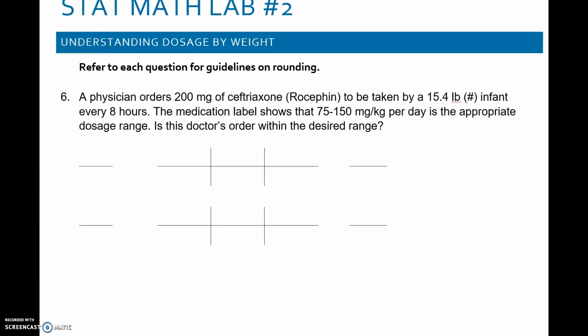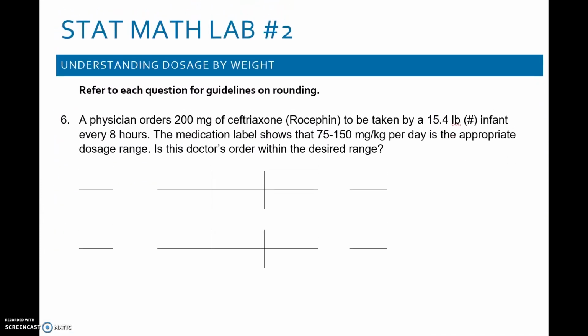The last part of Stat Math Lab number 2 is about safe dose range. Here we're just looking for a range. The physician has ordered 200 milligrams of ceftriaxone, or Rocephin, to be taken by a 15.4 pound infant every 8 hours. The medication label shows that 75 to 150 milligrams per kilogram per day is the appropriate dosage range. Is the doctor's order within the dosage range?